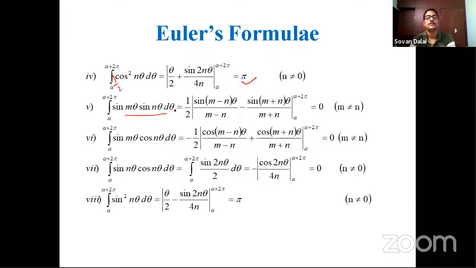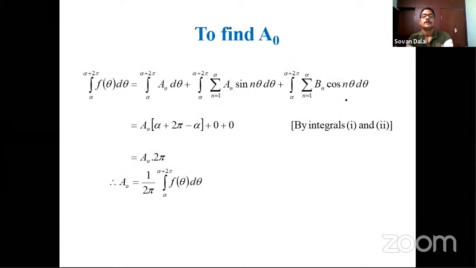Similarly, the integration of sin m theta sin n theta d theta is 0. Here there is a mixture of sine and cosine, sin m theta cos n theta. For that case also you will find that it is 0. Similarly, for sin n theta cos n theta, this is also 0. But for cos square n theta d theta you will find that this is pi. Similarly, for sin square n theta d theta, this value also equals pi.